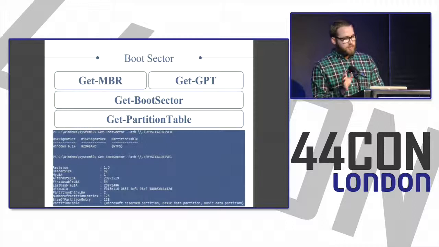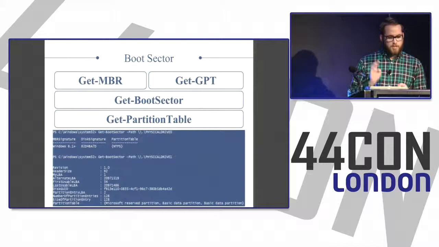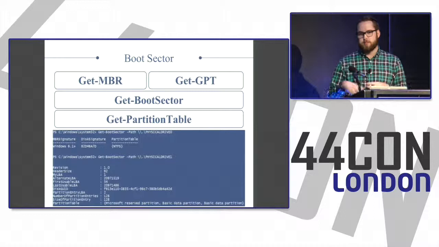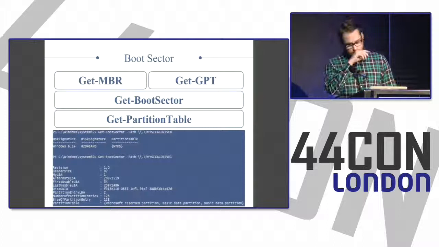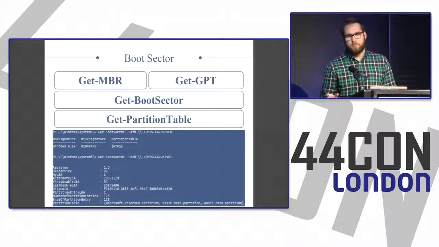Just to touch on some of the capabilities that I have in PowerForensics, I'll go quickly. You can get the master boot record. It has a GUID partition table parser. I'll talk about both of those tomorrow if you're interested. If you don't know whether it's a master boot record or a GUID partition table, you can use Get-BootSector, and that will determine what type of boot sector you're using, and then parse that out. And then you can also use Get-PartitionTable, which will dump out the partition table respectively.